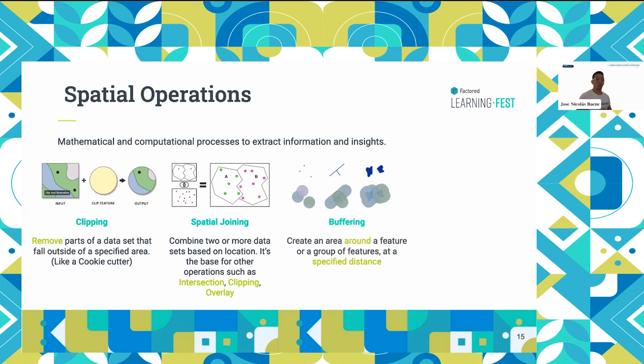Also, buffering is a very powerful tool in which you create areas around your features, around points, lines or polygons, as you can see here in the illustration. This works because, for example, you want to know the catchment area around a public transport station, or around some commerce where you want to find out about your competition. So you will do a buffer of 500 meters or 1 kilometer, depending, and then you can do more analysis. So this is also very powerful.